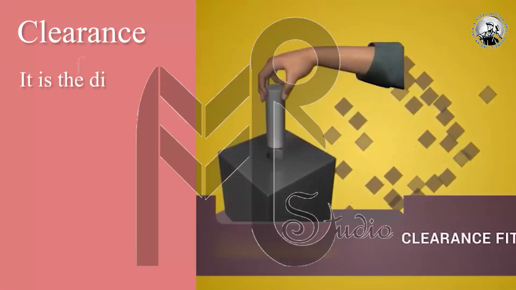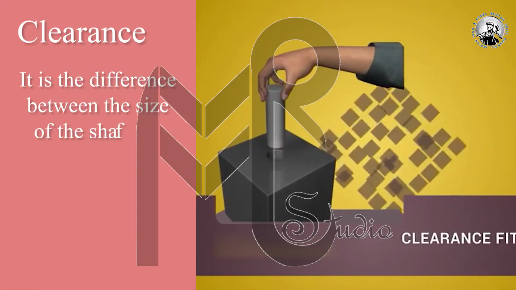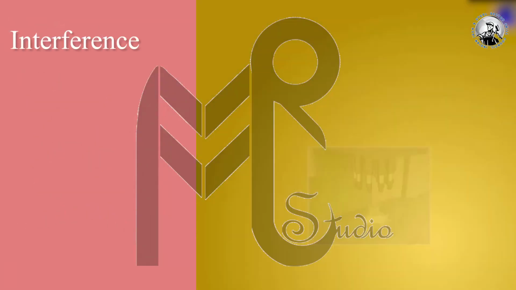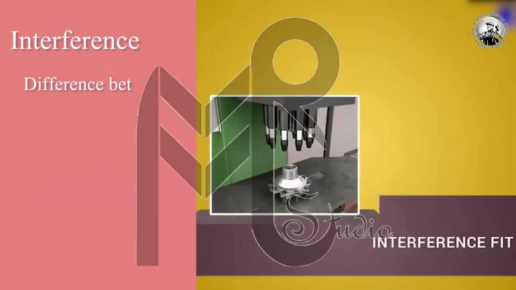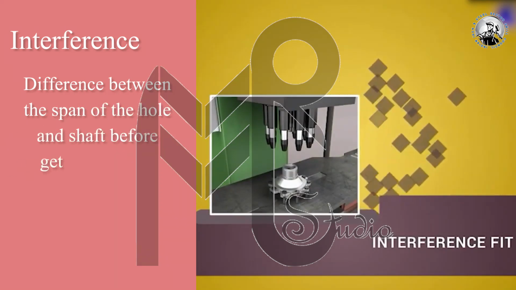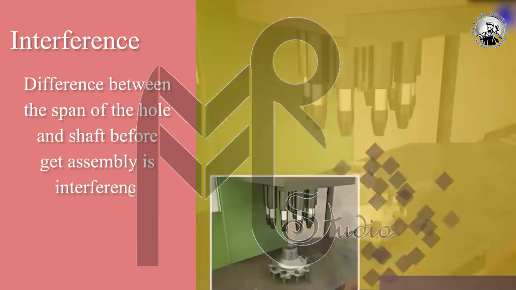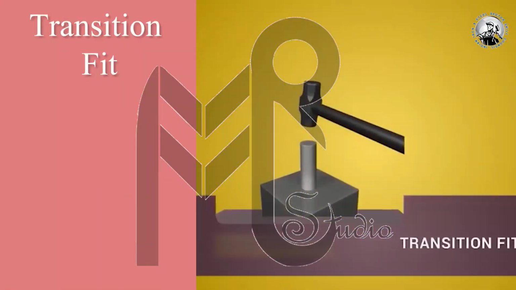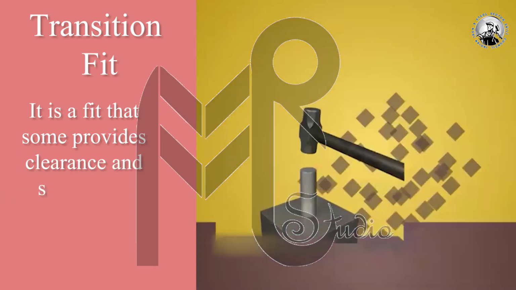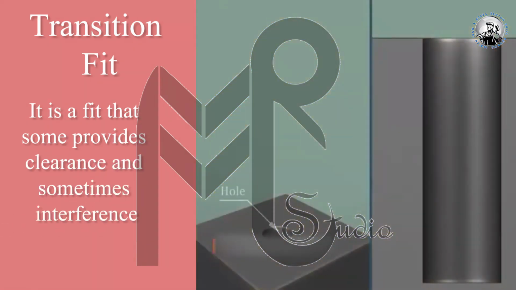Clearance, it is the difference between the size of the shaft and the size of the hole. Interference, the difference between the size of the hole and shaft before assembly is interference. Transition fit, it is a fit that provides clearance and sometimes interference.